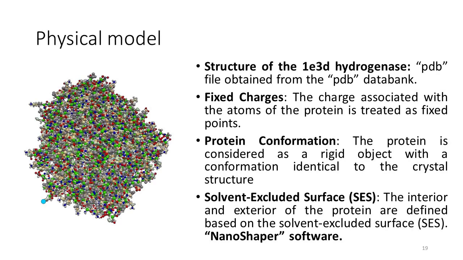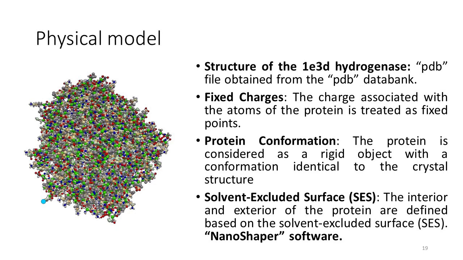Now that I have defined the goals of my research, I would like to talk a little about how I did the calculations. To start, I would like to talk about the physical model. For the calculations, I used the structure of the hydrogenase 1E3D. 1E3D is the code for the PDB file that I downloaded from the PDB databank.